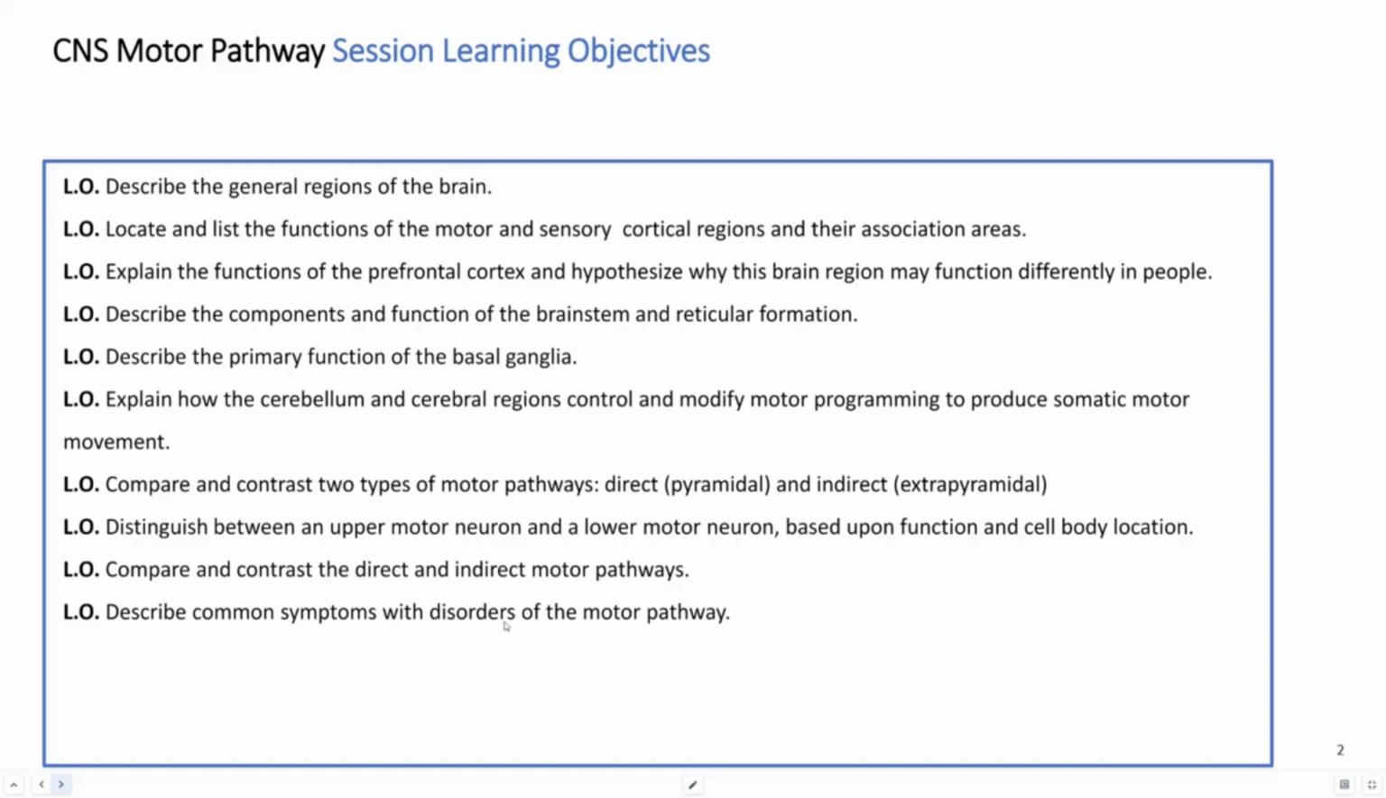Compare-contrast two types of motor pathways, the direct pyramidal and indirect extrapyramidal. Distinguish between an upper motor neuron and a lower motor neuron based upon function and cell body location. And compare-contrast the direct and indirect motor pathways. Describe common symptoms with disorders of the motor pathway.